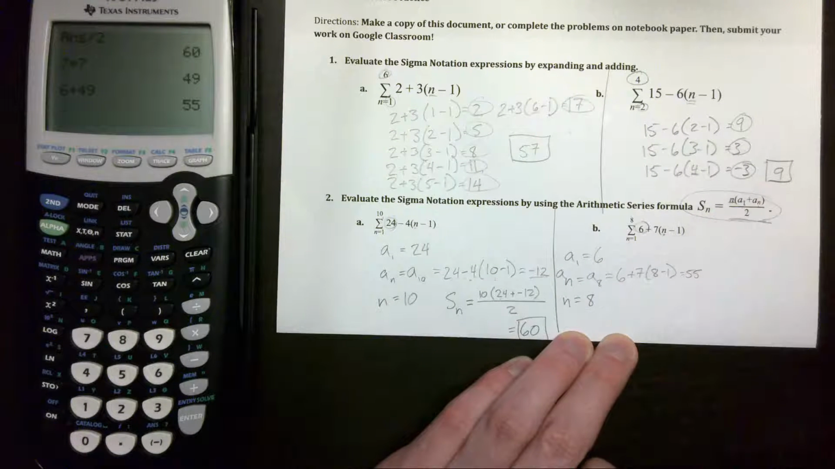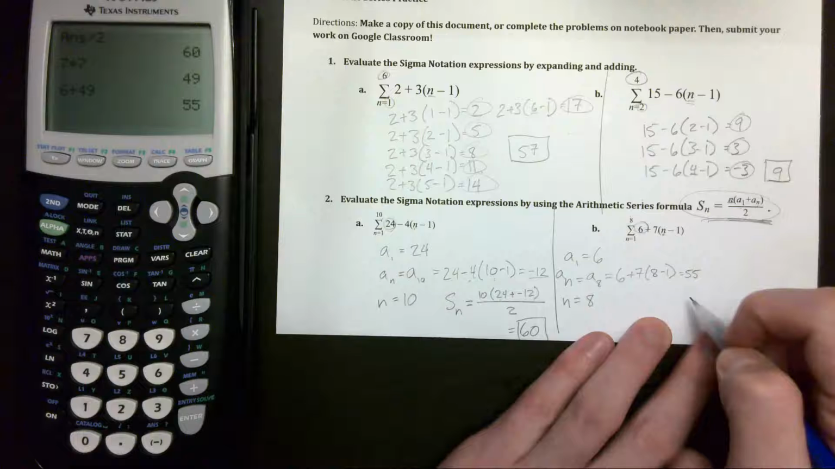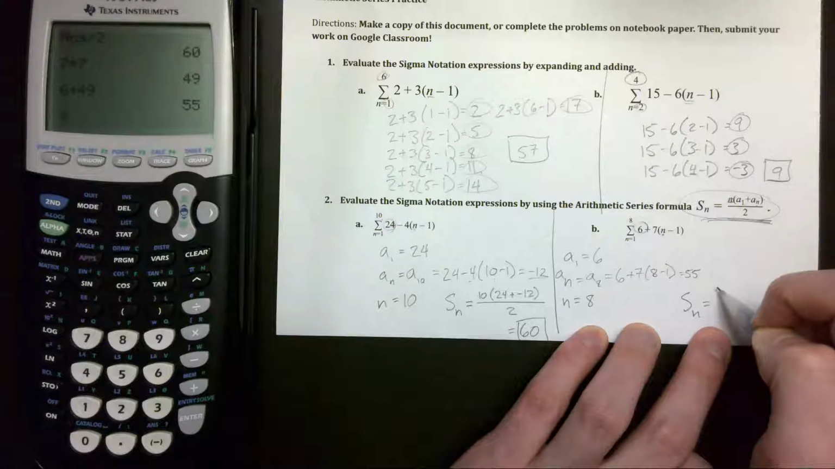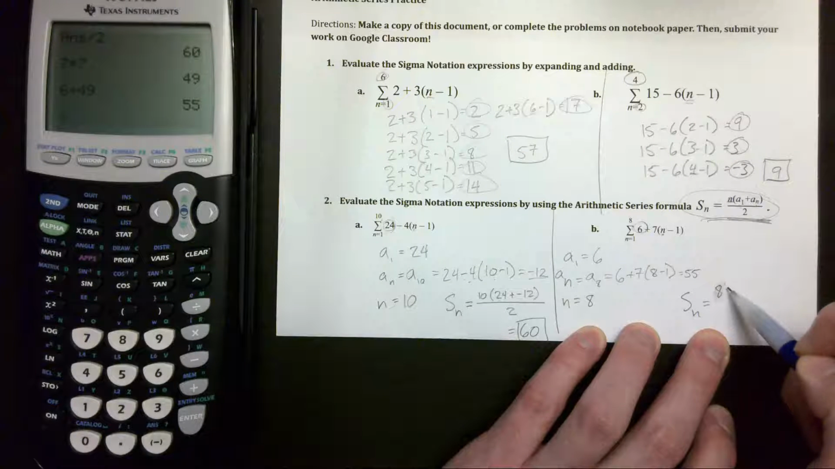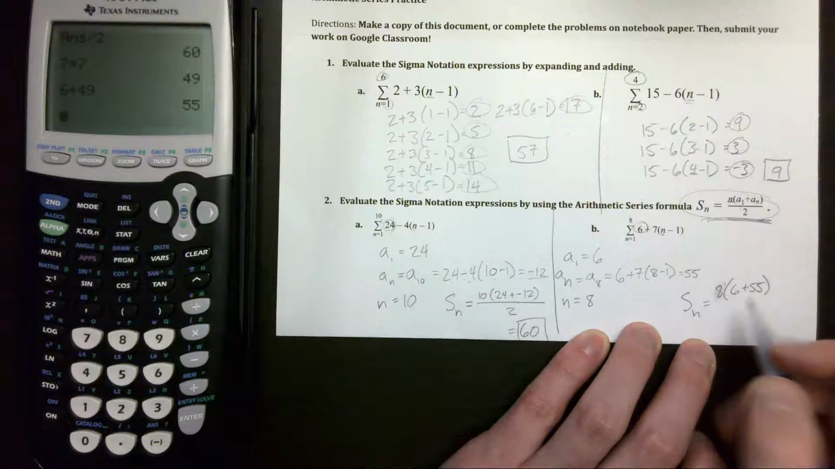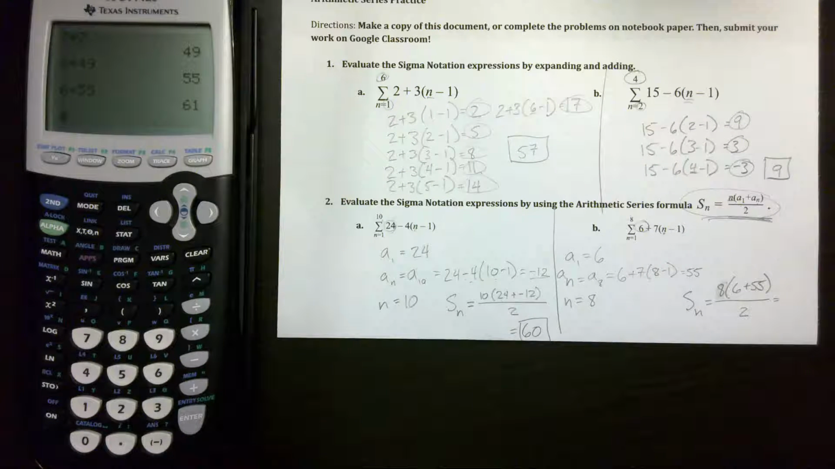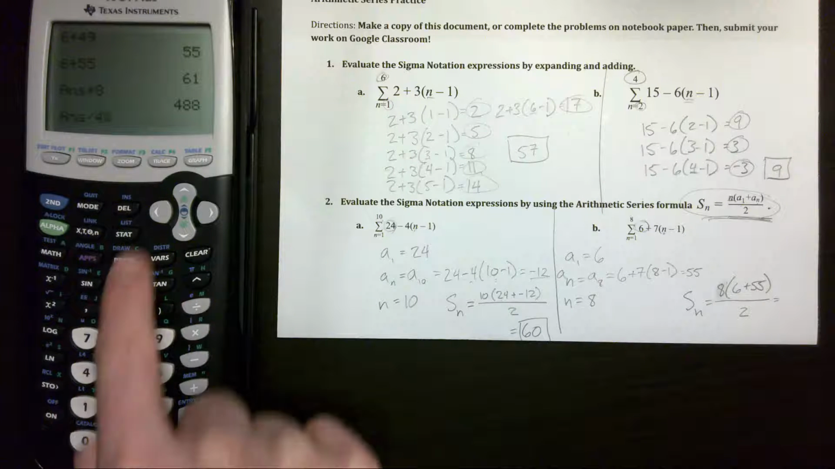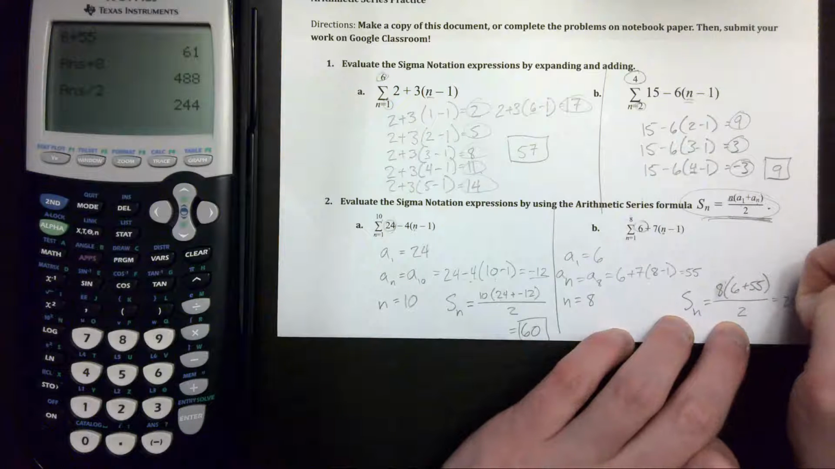So my answer is what happens when I use this formula. So Sn equals, n is 8 times 6 plus 55 divided by 2. 6 plus 55 is 61. 61 times 8 is 488. Divide by 2. And I get 244. There's my answer.